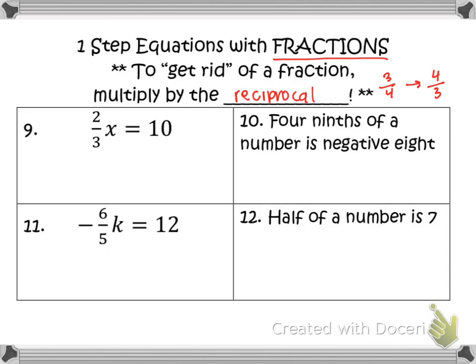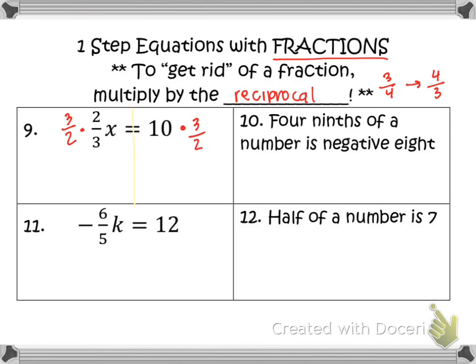So for number 9, we have 2 over 3 x, or 2/3 x, equals 10. To solve this equation to get x by itself, I see a fraction right in front, so all I need to do is multiply by the reciprocal. Right now I have 2 over 3. The reciprocal would be 3 over 2. And we would still multiply on the other side as well. Whatever you do to one side, do to the other.